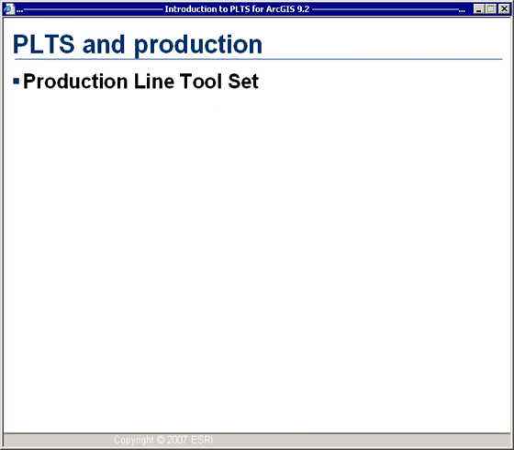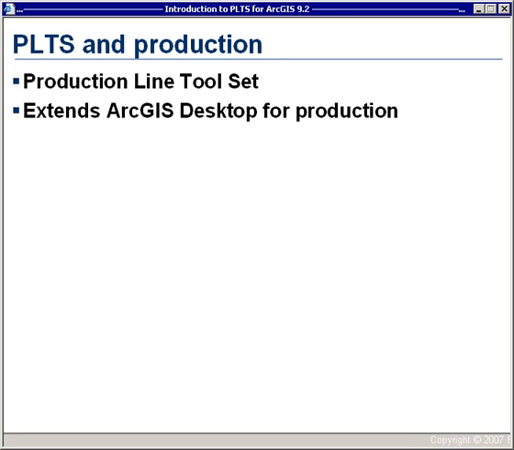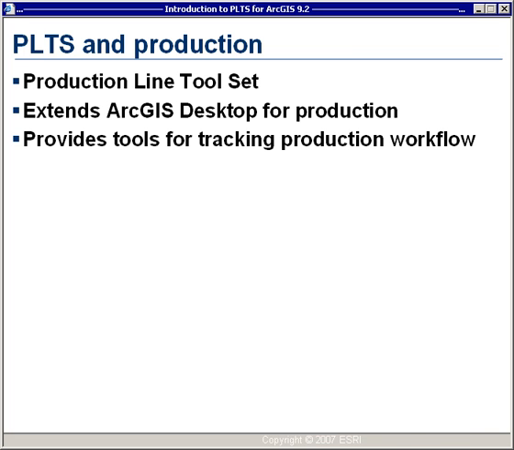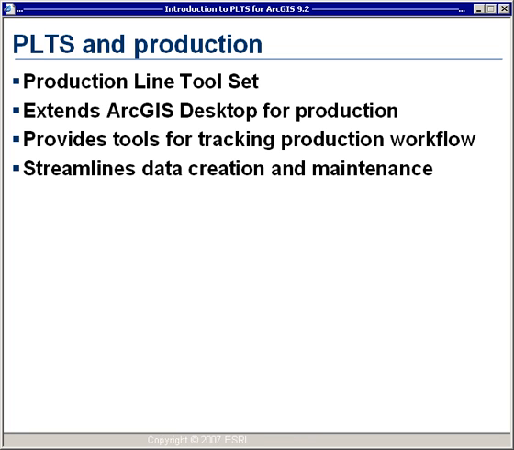So what is PLTS and how does it fit into this production process? PLTS, again, stands for Production Line Toolset. It is an extension to the ArcGIS desktop product. The purpose of PLTS is to help with the overall production process. With PLTS, you will get tools to help manage the production workflow. There are also tools available to help streamline data production and maintenance. These tools are designed to provide an efficient editing and attribution environment.